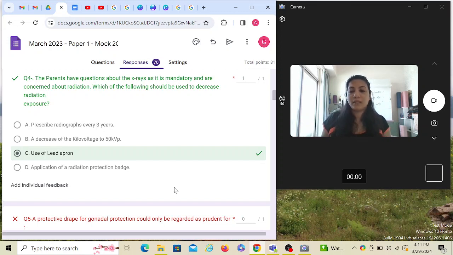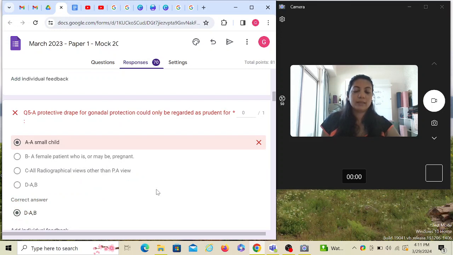Application of a radiation protection badge. A radiation protection badge is not going to protect you from radiation. It's just going to show you how much radiation you have been exposed to, and if it's increasing, then you may have to stop taking X-rays for a while. So that's not going to help. A protective drape for gonadal protection should only be regarded as prudent for a small child. You can give the gonadal protection to a small child.